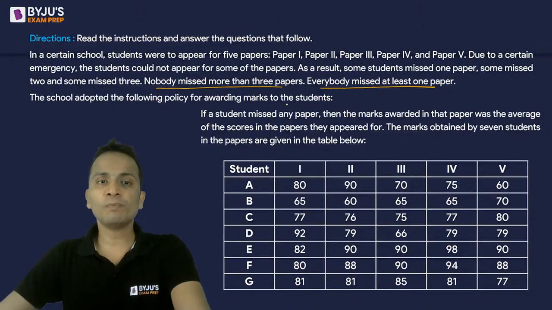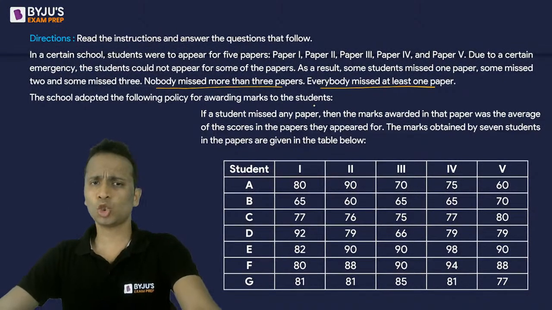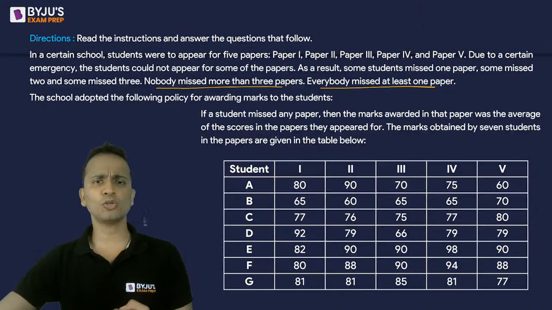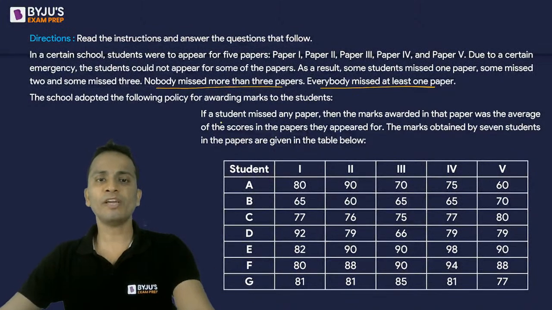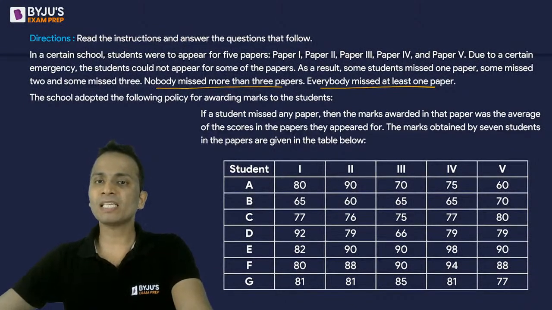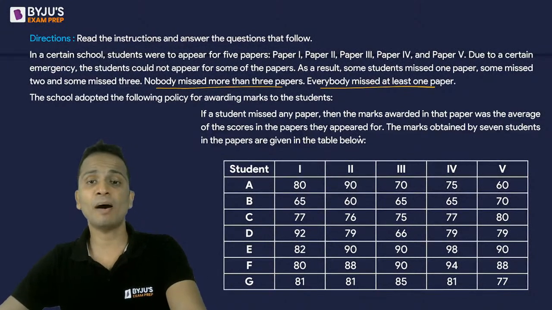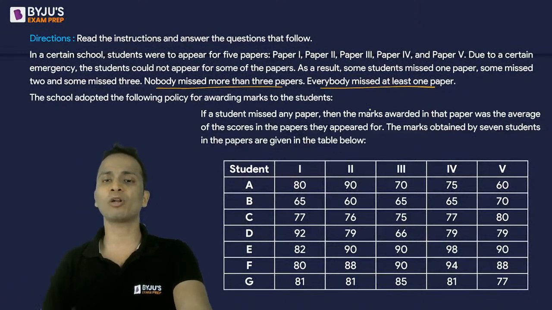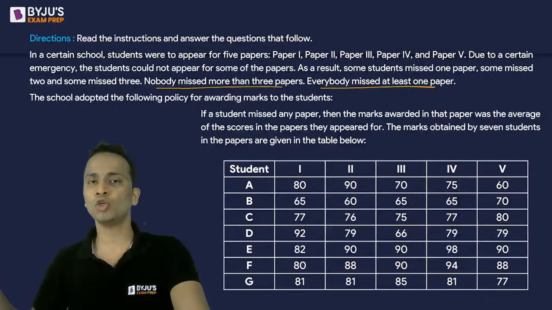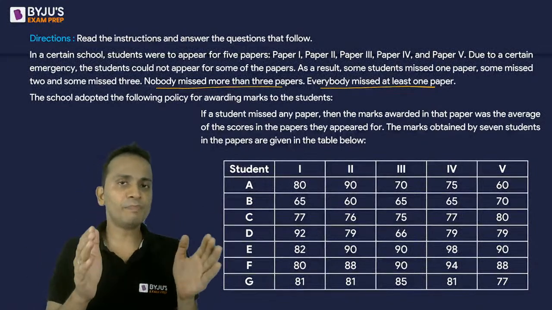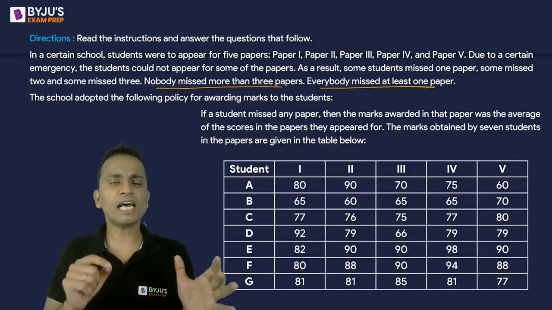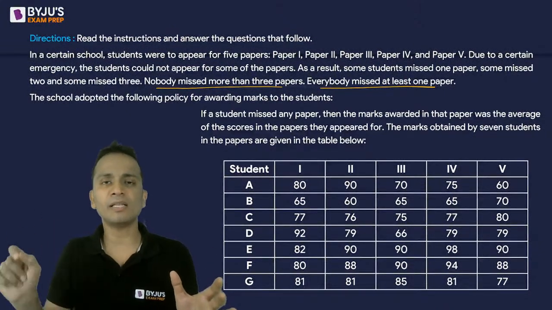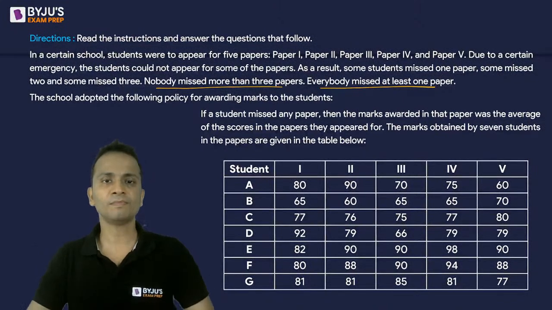The school adopted the following policy for awarding the marks to the students. The students have missed some of the papers, so the students will be awarded marks in the papers that they have missed. If the student missed any paper, then the marks awarded in that paper was the average of the scores in the papers they have appeared for. So let's say I have appeared for three papers and I have missed two. The average for these three papers will be calculated, and whatever is the average, that will be my marks in the papers that I have missed.